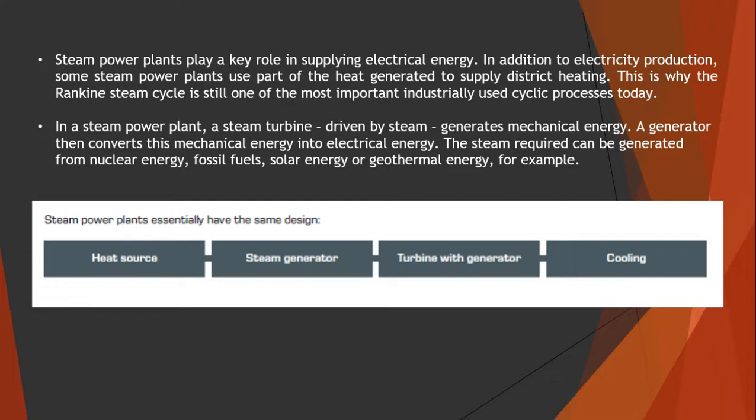For additional information, a power plant has a massive role in supplying electrical energy. Some steam power plants use part of the heat generated to supply district heating. This is why the Rankine steam cycle is still one of the most important industrially used cyclic processes today. Ang steam turbine na driven by steam is used to generate mechanical energy. A generator then converts this mechanical energy into electrical energy.